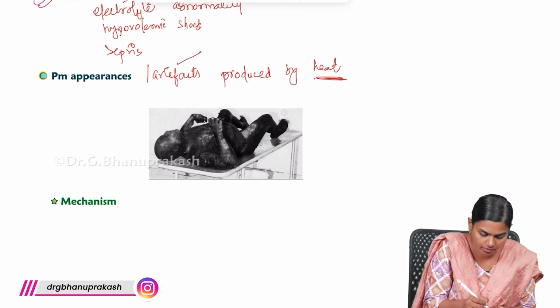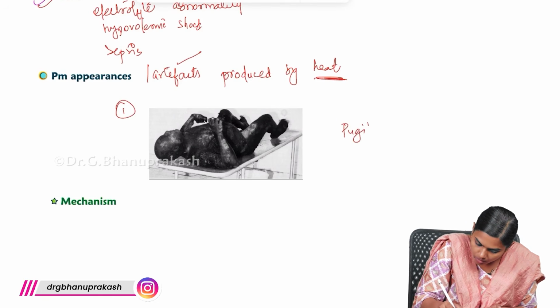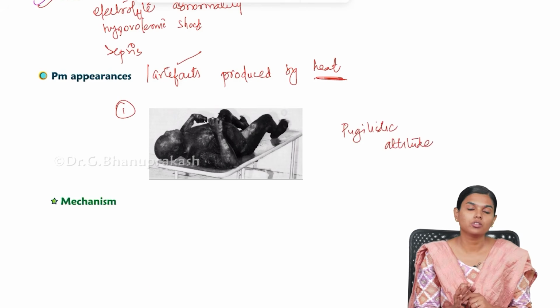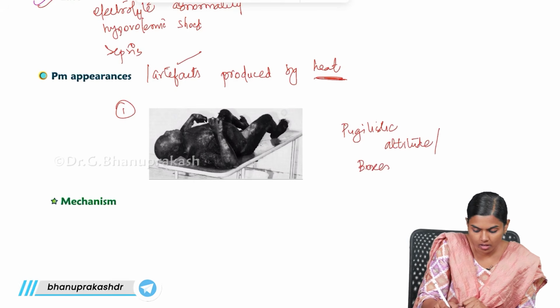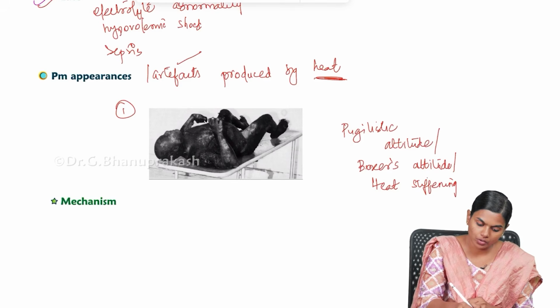So, the first such artifact is this. This is your pugilistic attitude, right? You have here this name. So, pugilistic attitude, also known as boxer's attitude or heat stiffening. So, this is the most important artifact that we usually see.